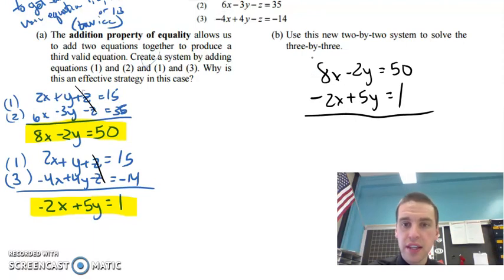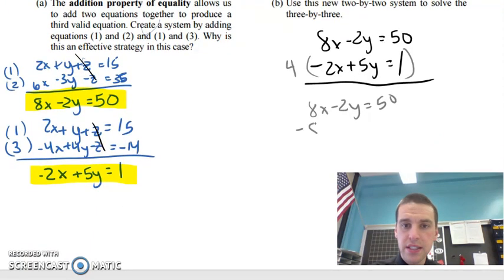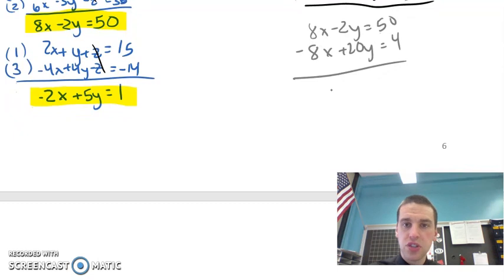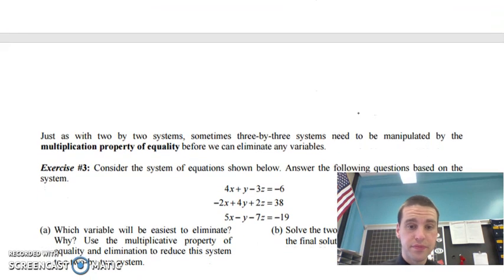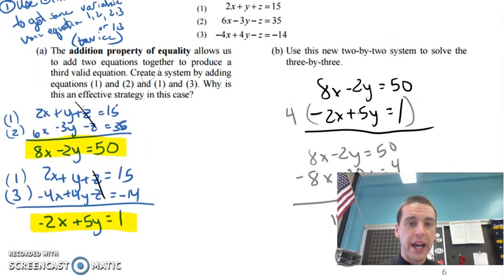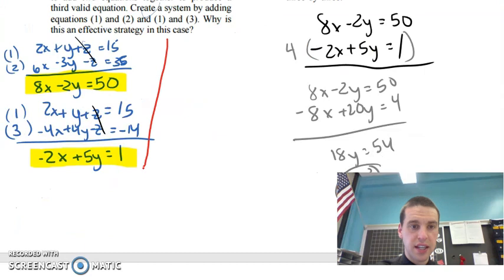I'm going to say this can be multiplied by 4 to get rid of the x's. And therefore I'm left with 8x minus 2y equals 50, minus 8x plus 20y equals 4. And I'm going to get 18y equals 54. And so y equals 3. Now you need to go back. Now we have to solve for x. We solved for y, I gotta solve for x.